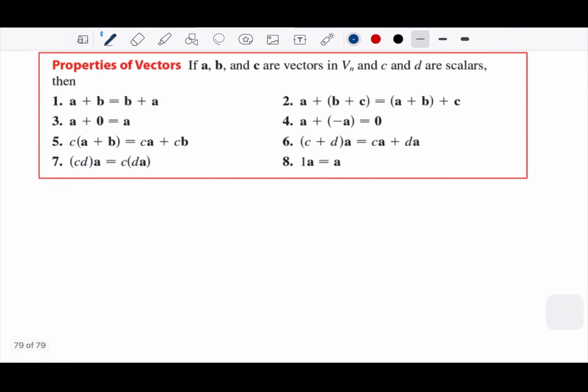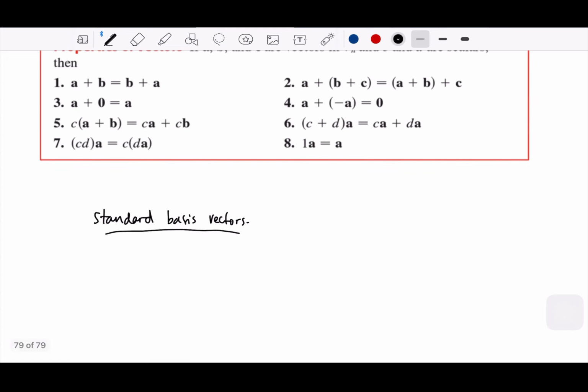And another term that is important in vectors is the standard basis vectors. What are the standard basis vectors? We usually describe them using the terms i, j, and k. This is vector i: 1, 0, 0. Vector j: 0, 1, 0, and vector k. This is 0, 0, 1.